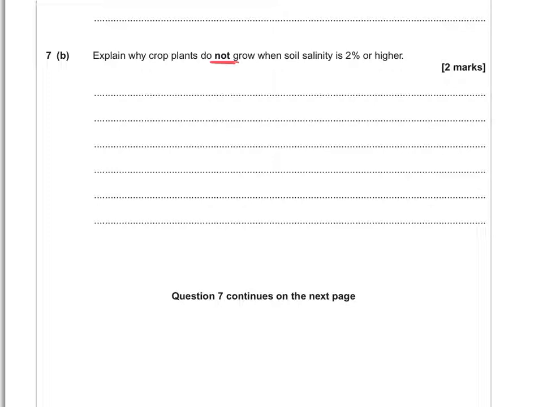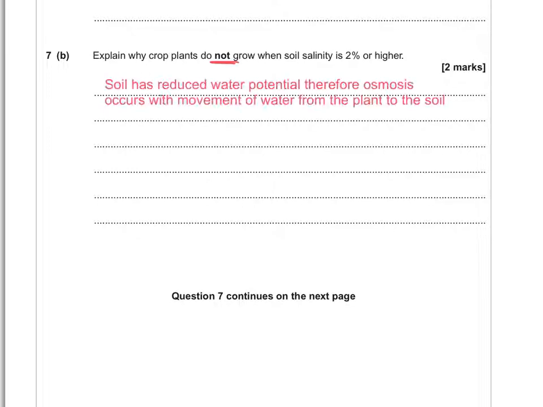So the answer is basically asking you to mention that the soil has a reduced water potential, so you need to mention water potential, okay, and the plant itself has a higher water potential, therefore through osmosis you'll get movement of water, diffusion of water from the plant into the soil, okay. So this answer here is sufficient to get the 2 marks.